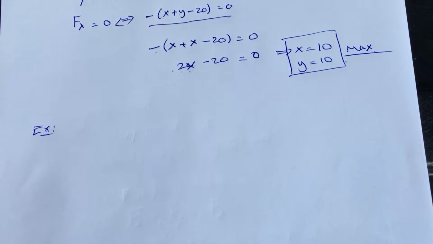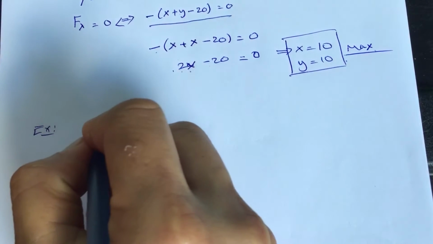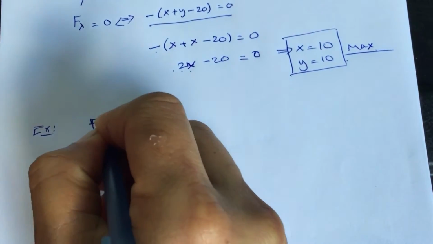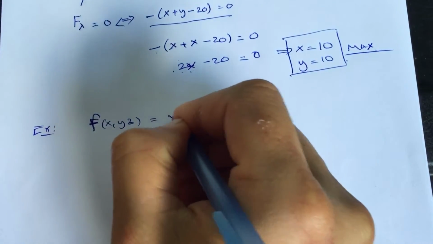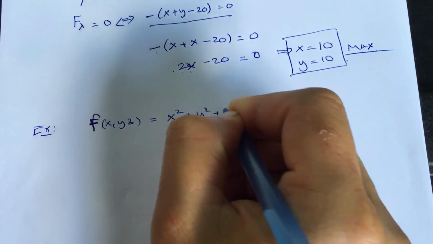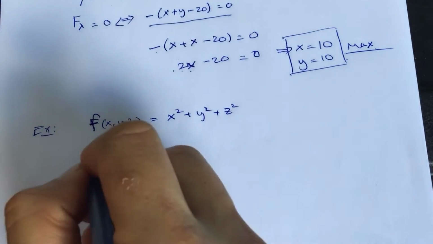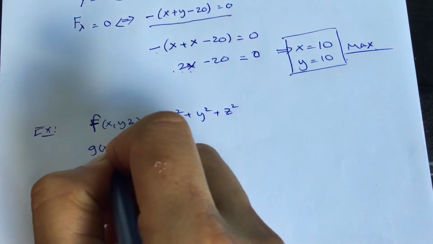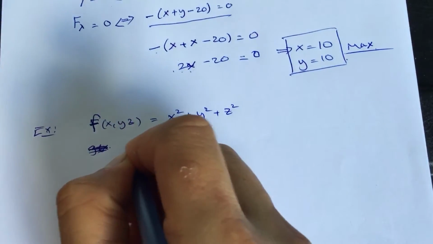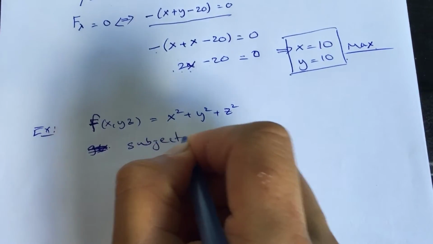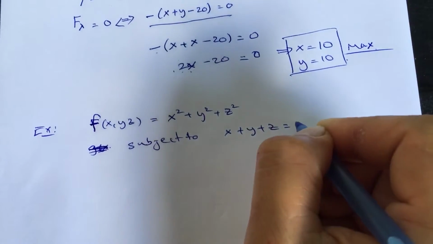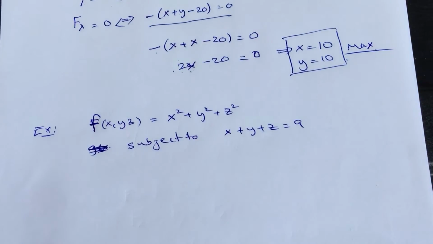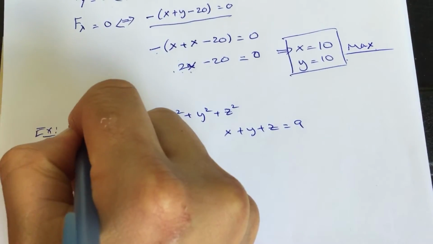So how about if I want you to find, maximize here, your function little f of x, y, and z equal to x squared plus y squared plus z squared, and subject to g of x, y, z: x plus y plus z is equal to 9. Okay, what if this is the case? Can you find a minimum value here? So it's a minimum value.